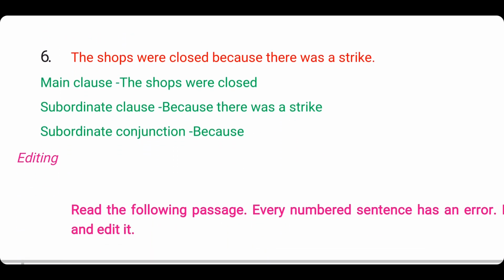On to the sixth sentence. The shops were closed because there was a strike. What's the conjunction here? Yes, the conjunction is because. Because is a subordinate conjunction. So we can say that there is one main clause and one subordinate clause. Yes, the main clause is the shops were closed. The subordinate clause is because there was a strike.